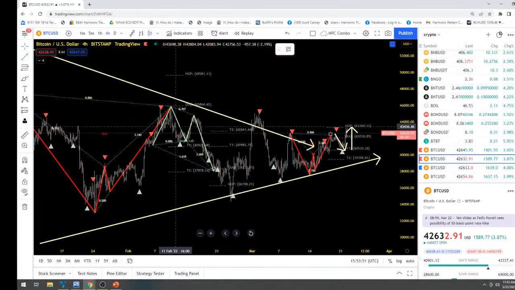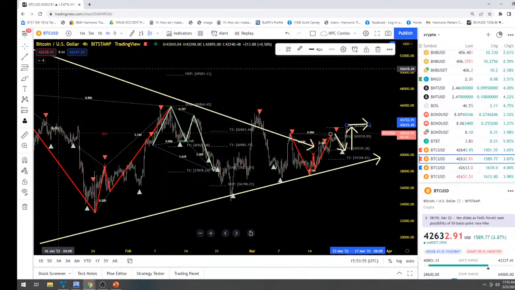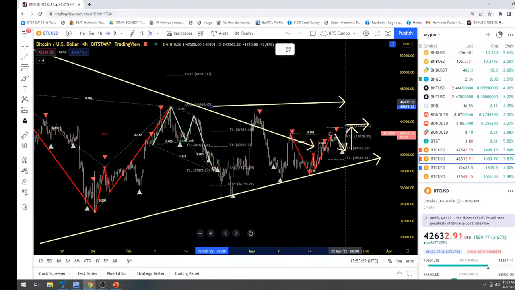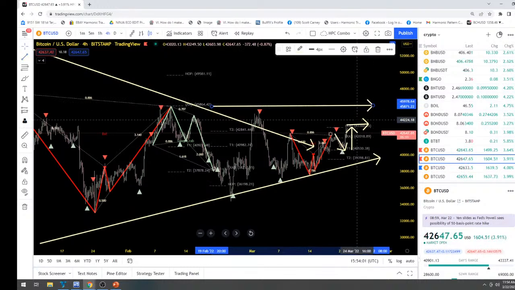And the two things that stand out, really, again: the hop level 43.3, and above that, the retest of that other bat pattern from back in February, 45.865.